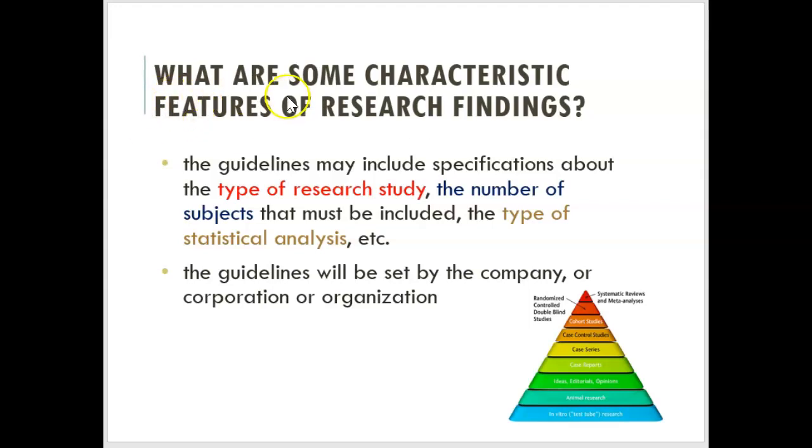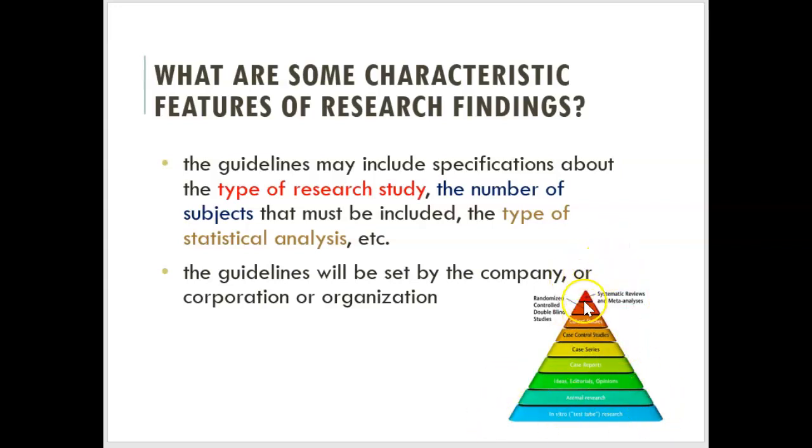So what are some characteristic features of research findings? When you do research and read papers, the type of research study that the paper is about is very important. You really need to know whether the paper is a systematic review, a randomized control trial, a cohort, a case control study, or a case series, because that matters.